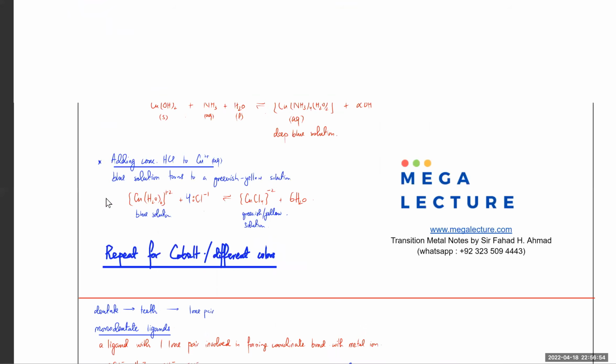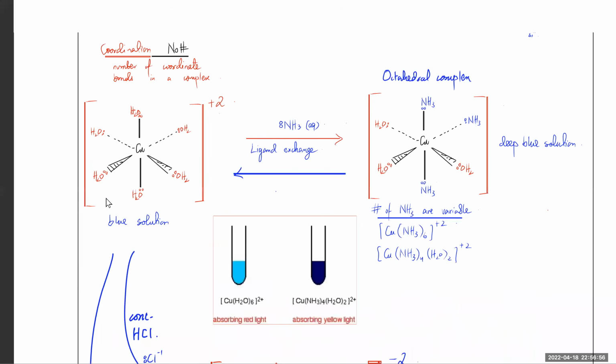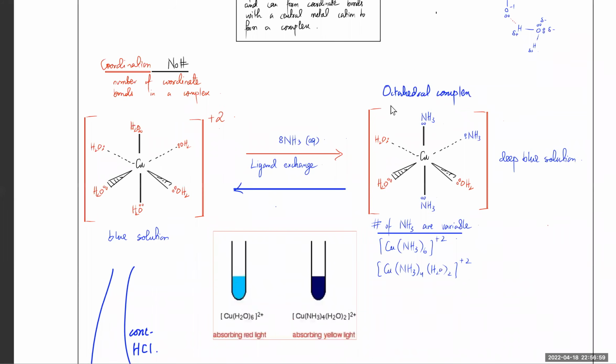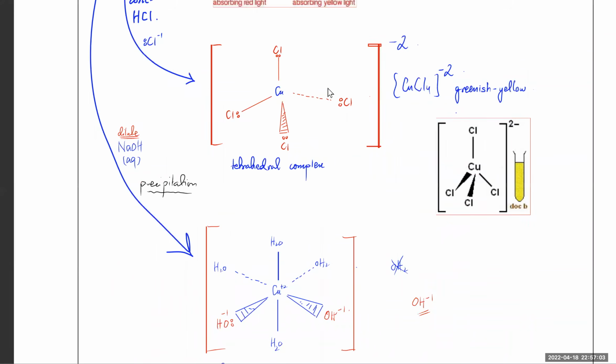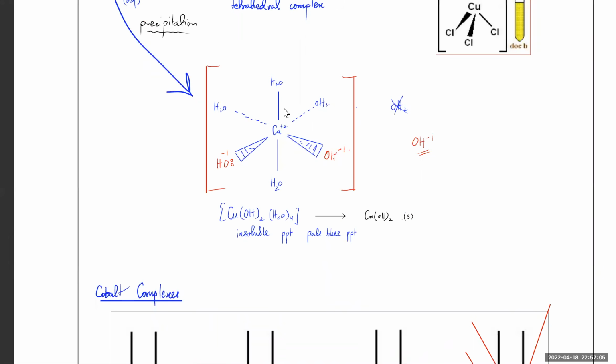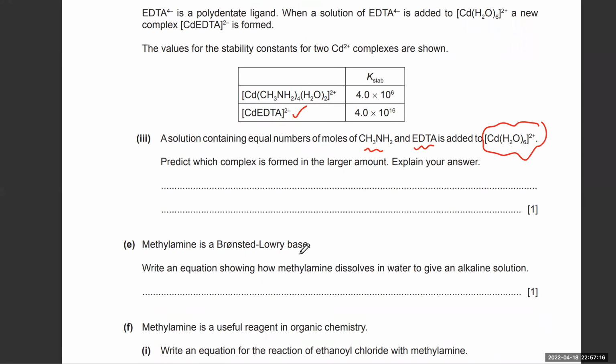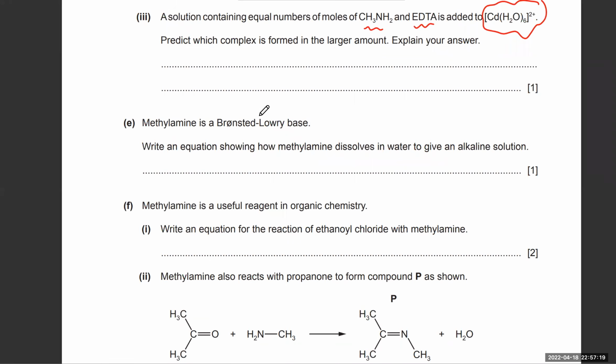The other ones, remember the ones with Cl and water and with this one. With water, you should know that it's octahedral. With NH3, it's still octahedral. With Cl, it's tetrahedral. With this one, it's again octahedral, OH ions. So you've got to remember this, especially the ones that we've written down in the notes. So the next part is he's saying methylamine is a base. Is the previous part clear?